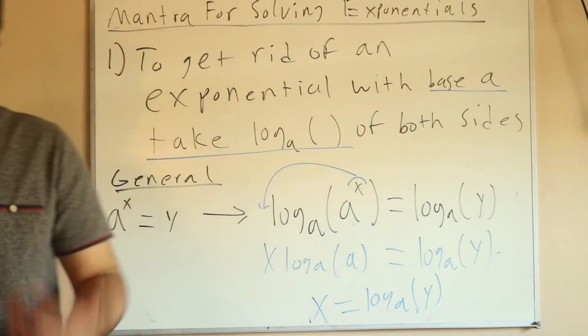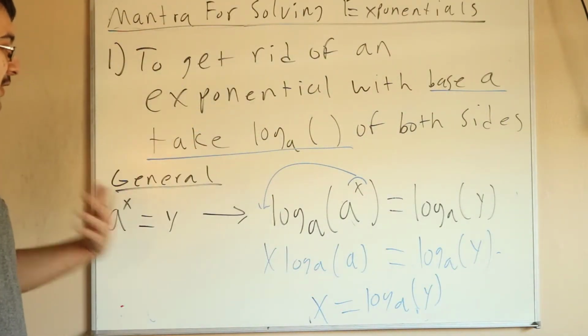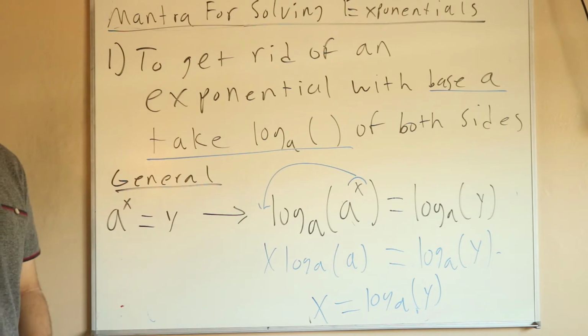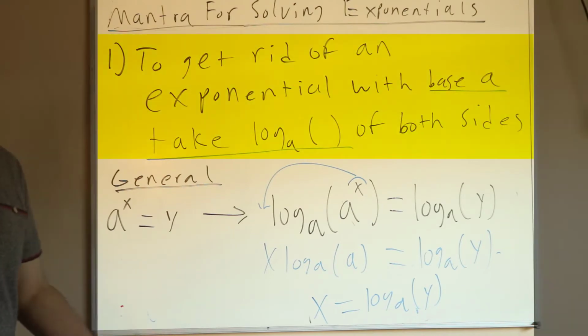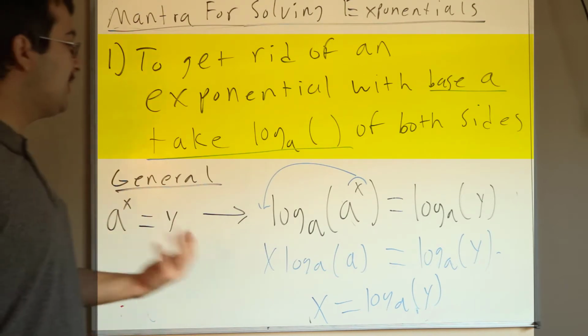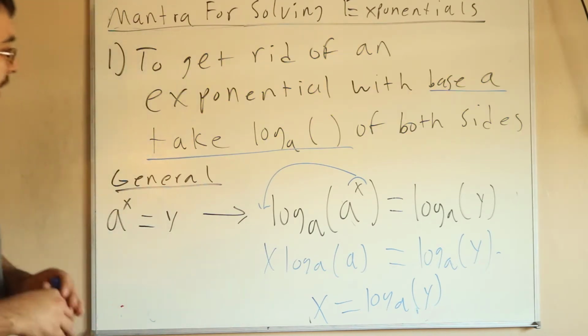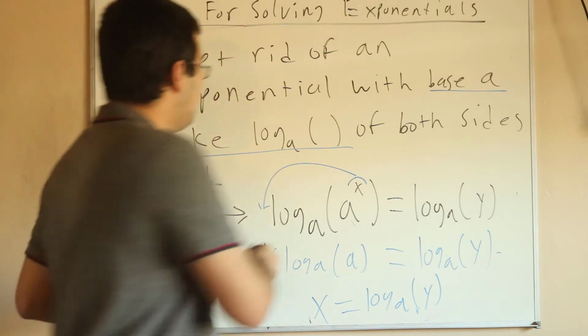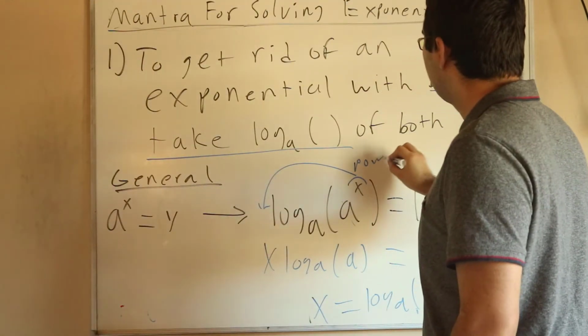And there you go. That is the application of this mantra 1. This is how you solve exponential equations. If you have a variable in a power and you want to solve for that variable, you're going to need to take a logarithm on both sides of your equation at some point. And that's the general way of solving it. Oh, I guess I should say power property.